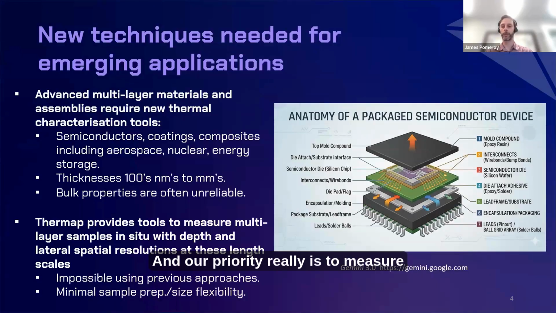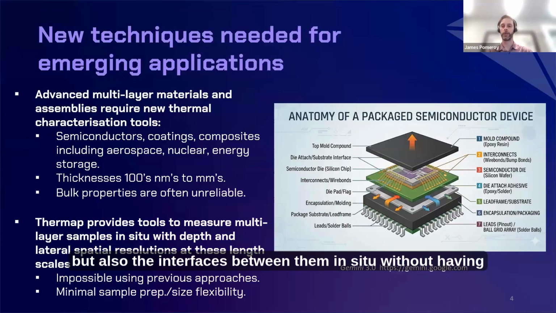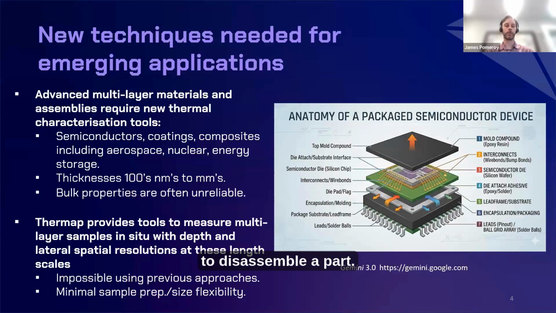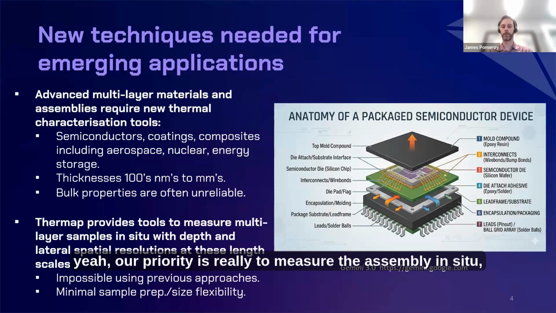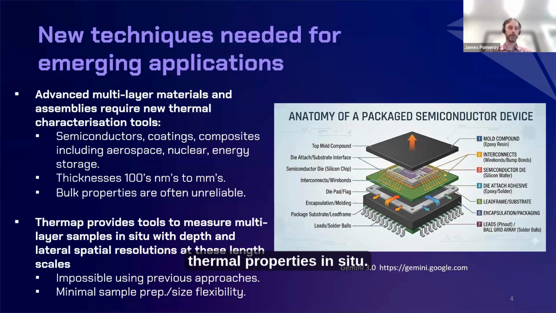And our priority really is to measure the thermal properties of the individual layers, but also the interfaces between them in situ, without having to disassemble a part. And the key point really is that if you take bulk properties and you apply them to these assemblies, they won't always be reliable because of the way the processing is done. Things like die attach or bonding between materials, it's very process dependent. So yeah, our priority is really to measure the assembly in situ, thermal properties in situ.